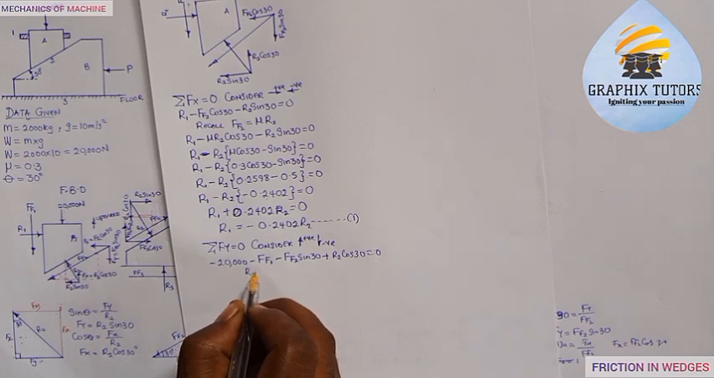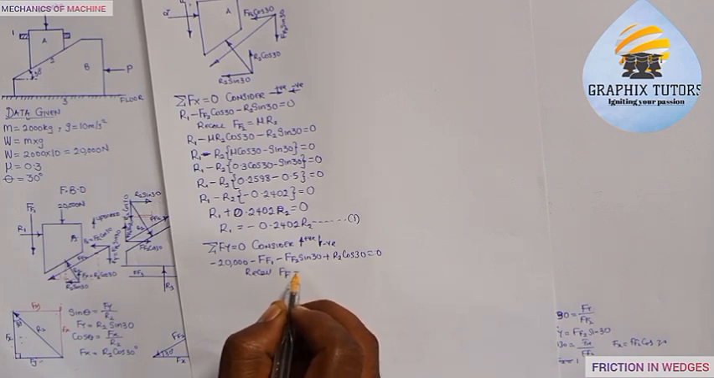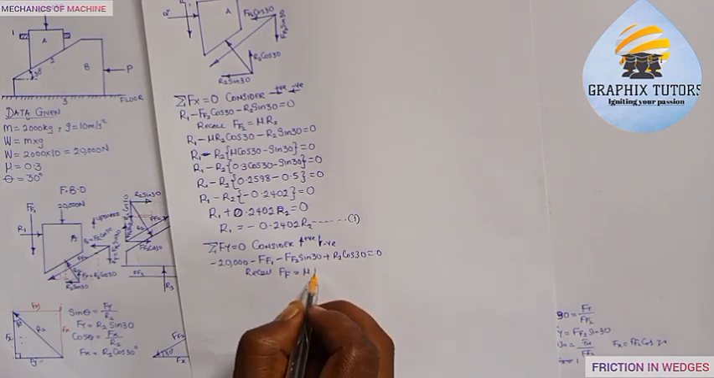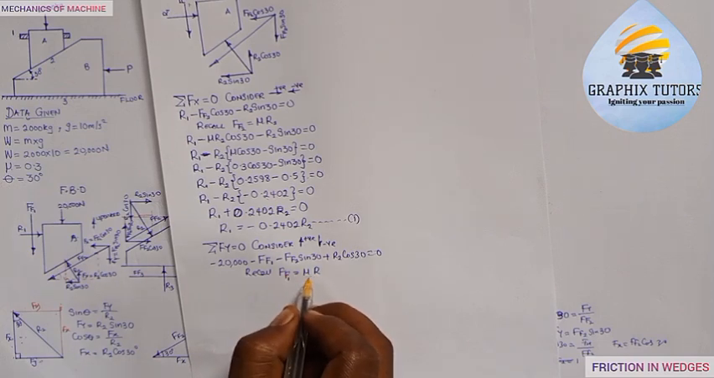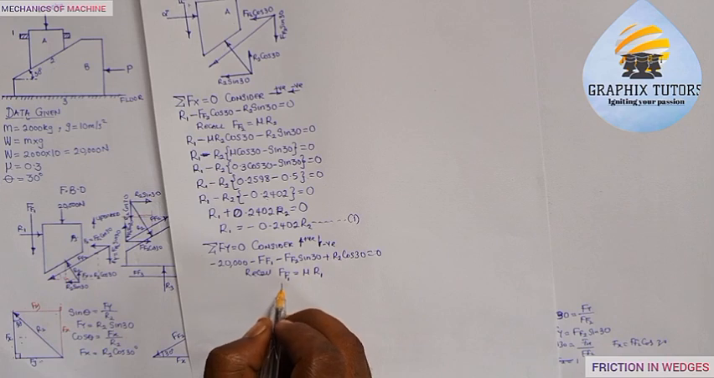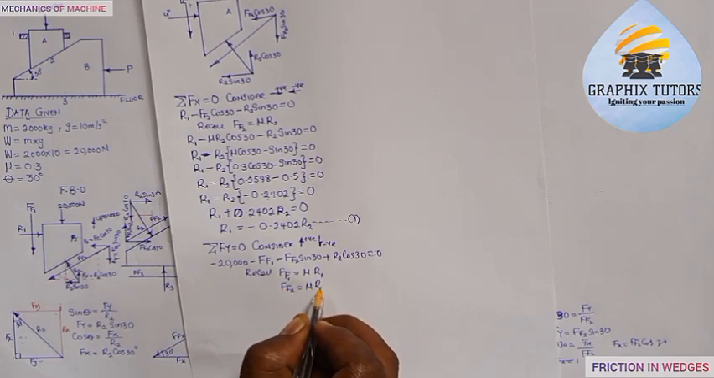Recall, we know FF, frictional force, is equal to coefficient of friction times R. So when we talk about frictional force 1, it is coefficient of friction times R1. And when we talk about frictional force 2, it is coefficient of friction times R2.